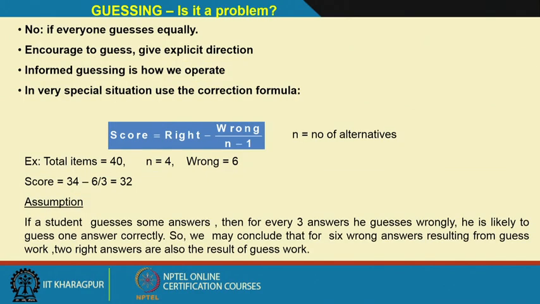Now, another problem in multiple choice questions is guessing. That is also there. So, there is guessing.